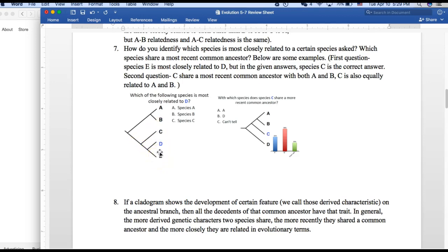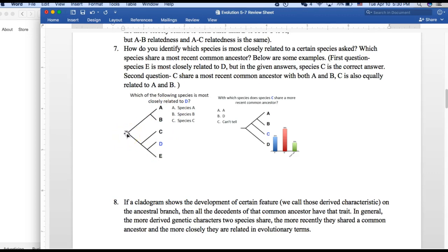Which species is most closely related to D? That would be E because D and E share a most recent common ancestor right here. If I were to ask you, is A more closely related to D compared to A and E? Think about that for a second. The answer would be no, because A and D share a most recent common ancestor right here, and A and E share a most recent common ancestor right here.